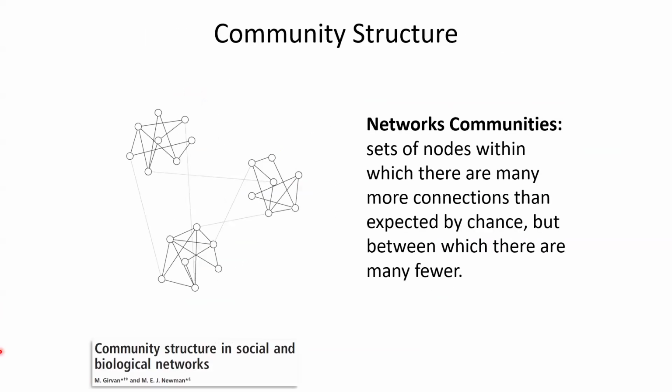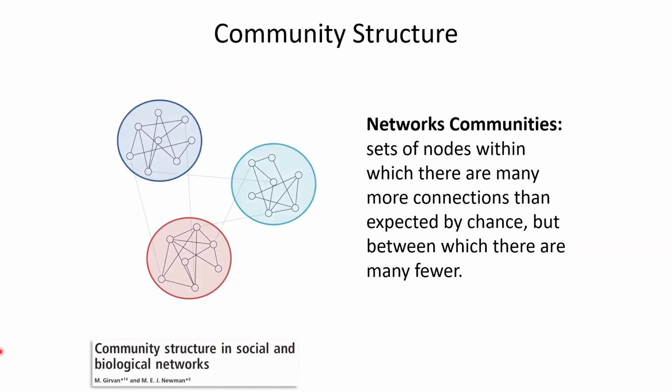So finally, let's talk about community structure, because this is highly related. Network communities are sets of nodes within which there are many more connections than expected by chance, but between which there are many fewer. So for example, in this toy network illustrated here, there are 3 communities. Within each of these communities, there's a set of nodes between which there are many, many more connections than one might expect by chance. But between these different communities, the red, the cyan, and the blue community, you only have a handful of connections. This network has a high, what's called modularity, and it has a high community structure. And in biological networks, these communities might represent things like shared function, shared groups of proteins that tend to cooperate together, etc.